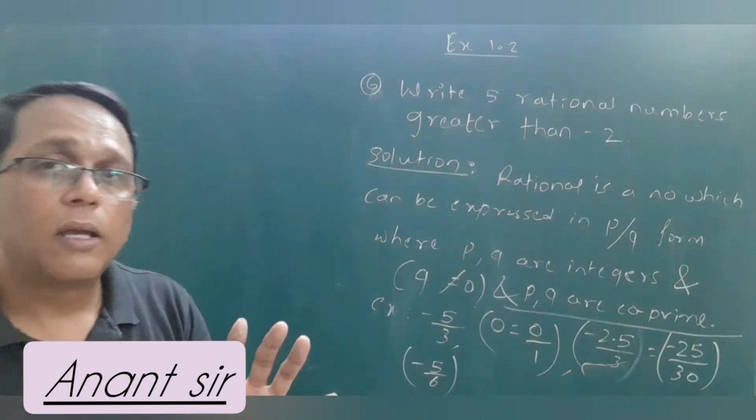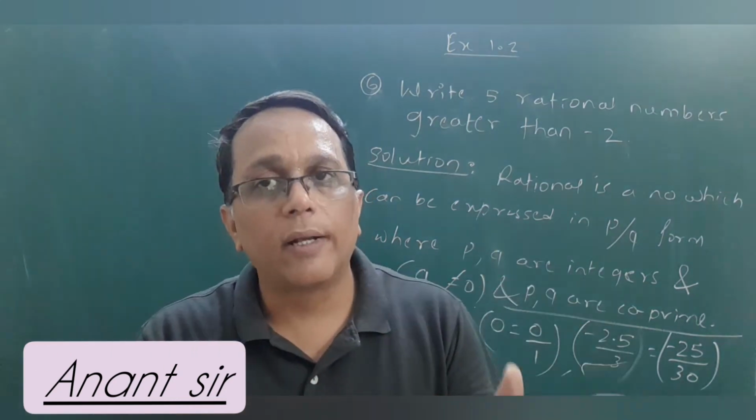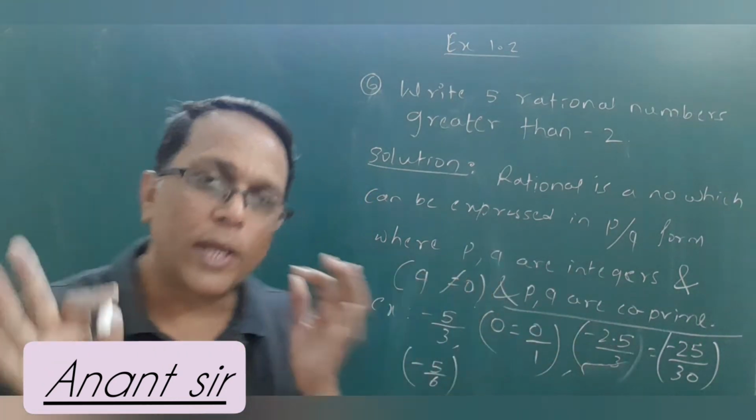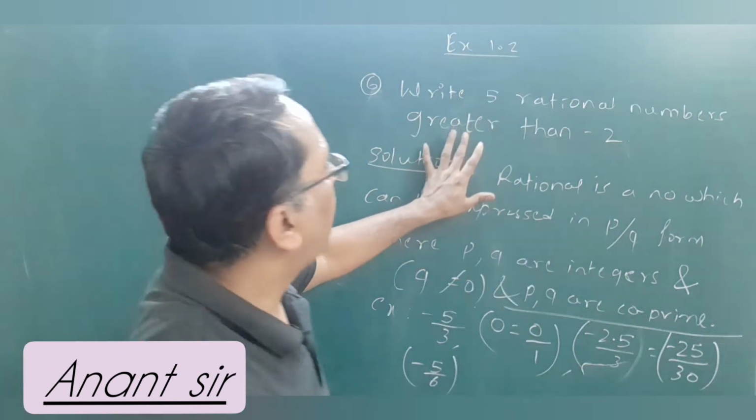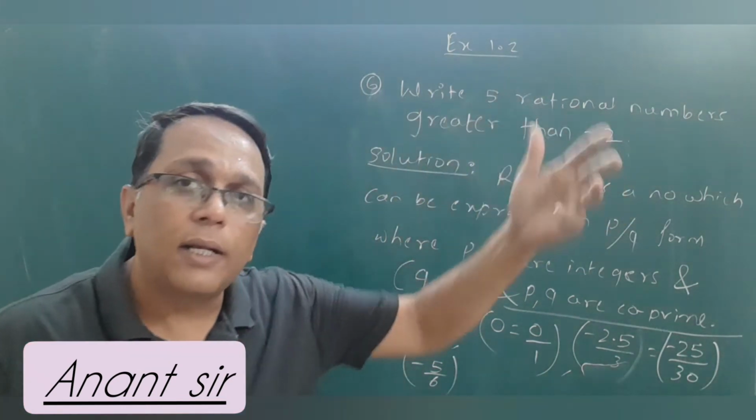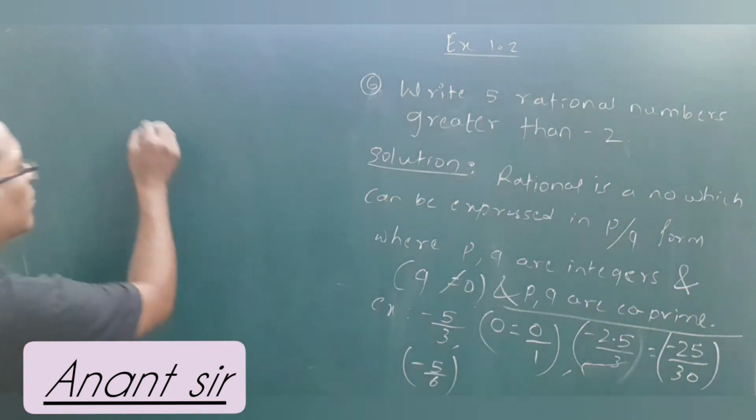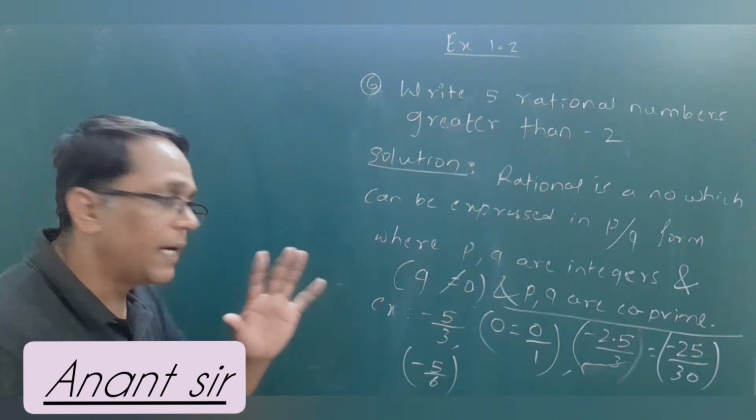Co-prime numbers are numbers which don't have any common factor other than 1. Okay, so now we want 5 rational numbers greater than minus 2. Very easy example, students. Okay, 5 rational numbers greater than minus 2.